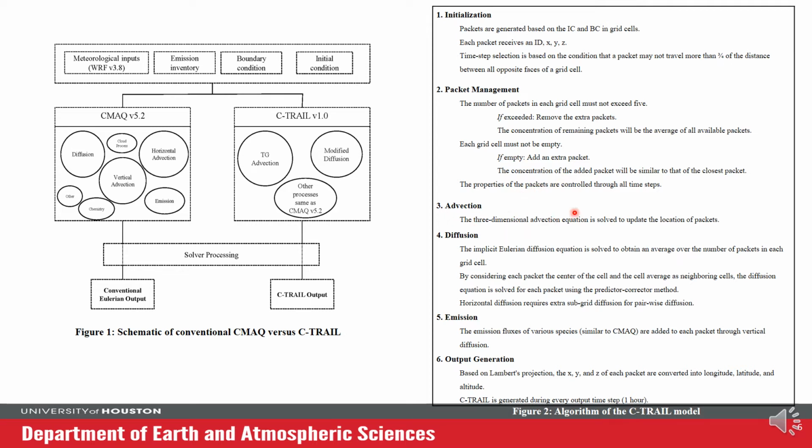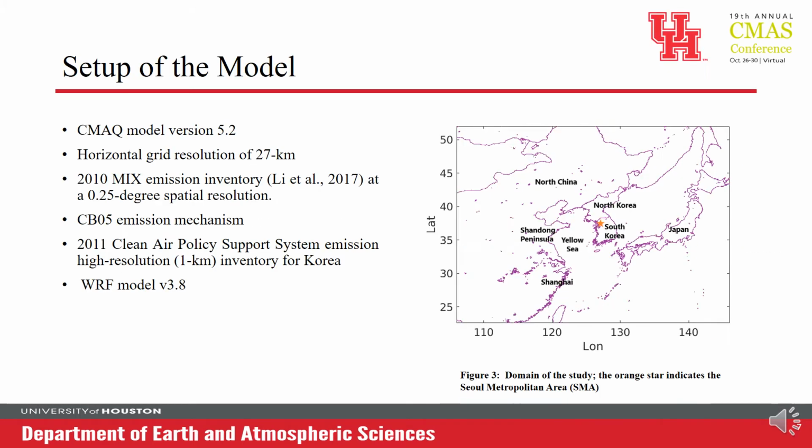Then we need to solve the three-dimensional advection equation and the horizontal and vertical diffusion equations. In the vertical diffusion, we need to add the emission flux. And the last step is that, based on the Lambert projection, the locations of each packet are converted into longitude, latitude, and altitude, and then the CTRAIL output is generated every output time step, or every 1 hour.